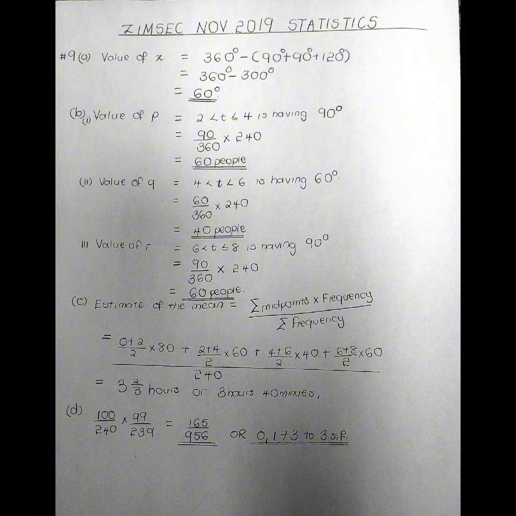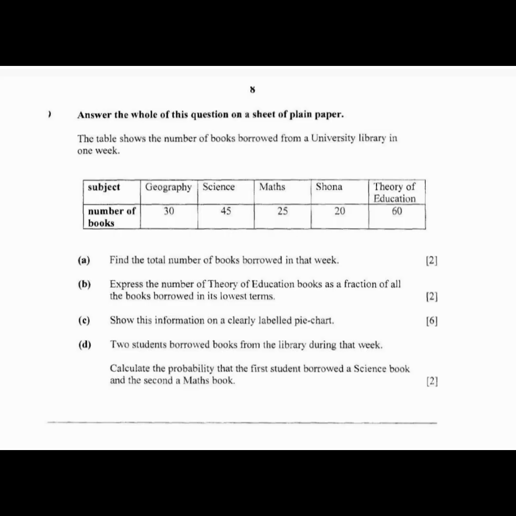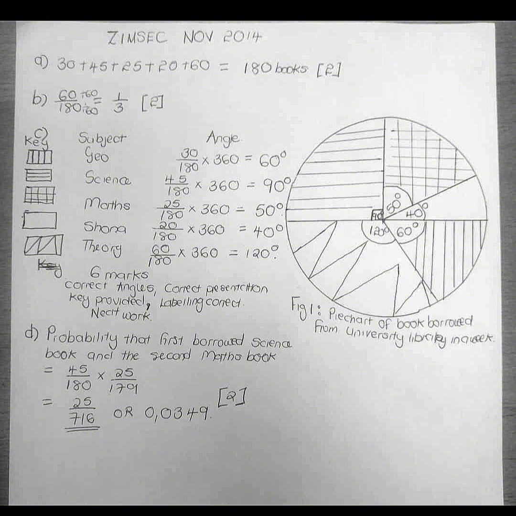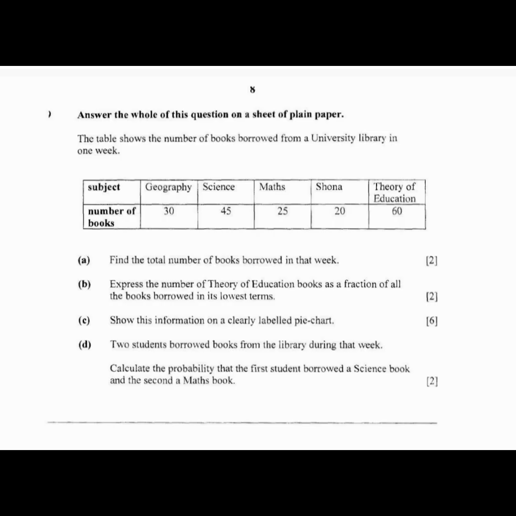And then finally today, we are going to revise the question on pie chart that was in November 2014. The question is reading, the table shows the number of books borrowed from university library in a week. We are supposed to find the total number of books borrowed in that week. We are going to say 30 plus 45 plus 25 plus 20 plus 60 in order to get 180 books. And then on part B, it is saying express the number of theory of education books as a fraction of all the books borrowed in its lowest terms.